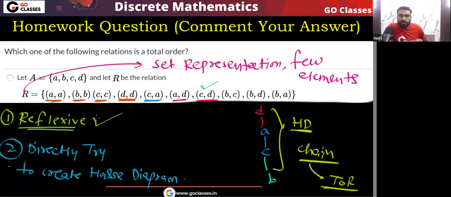But anyway, one thing I want to tell you: if you directly create the hash diagram, then please take care about the transitive property. For example, let's assume this is not there. Now, is it possible to create the hash diagram directly? Yes. If this is not there, it is definitely possible to create the hash diagram, and you will think that it is transitive, but actually it is not transitive.